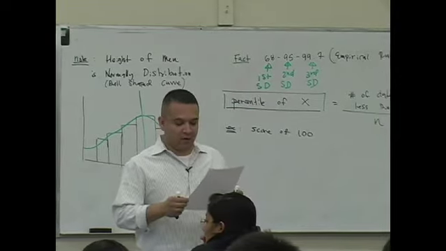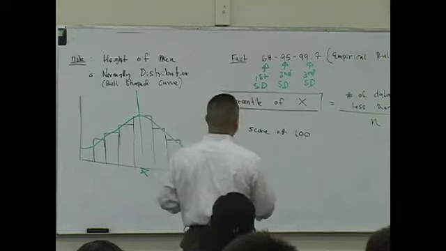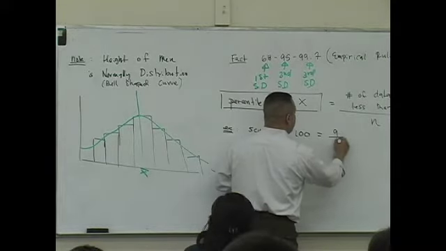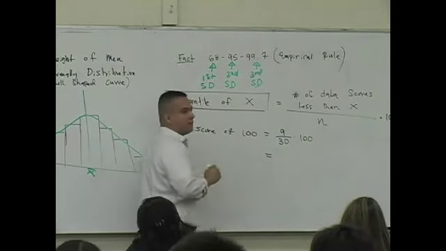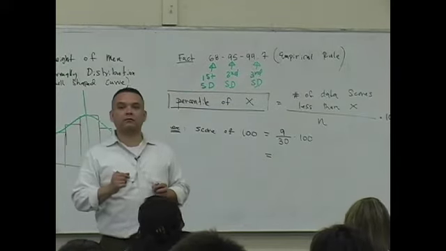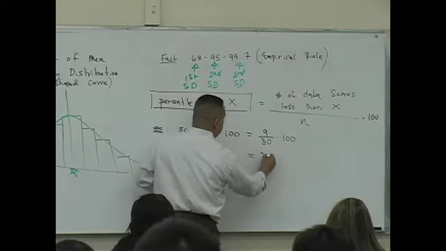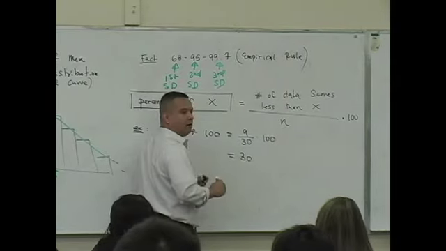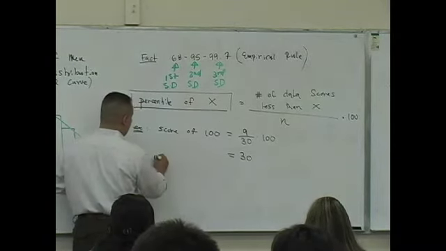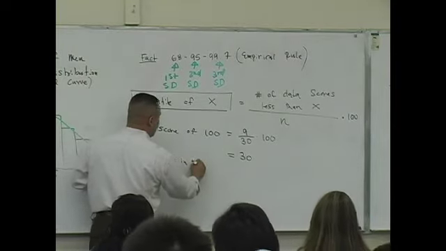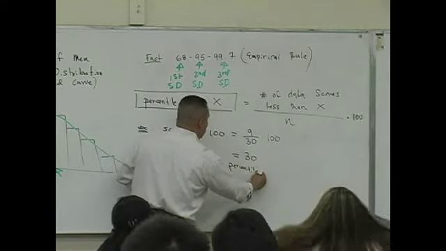Okay. How many data scores are less than that 100? How many? 9. How many data scores are on that list? 30. What's 9 divided by 30 times 100? Is it 30? Is that true? 30? Huh. So what does that mean? 100 is in the what? 30th percentile, okay?